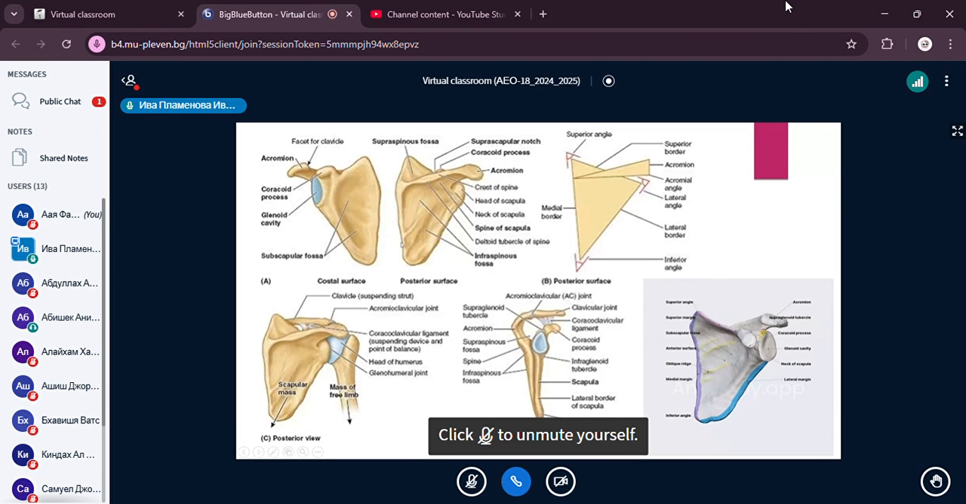From the dorsal view, first we can see the spine, spina scapulae, which divides the dorsal surface into two parts. Above the spine is fossa supraspinata. Below the spine is fossa infraspinata. Laterally, spina scapulae continues like acromion scapulae, and between the acromion and the spine is angulus acromii. Here on the acromion we have an articular facet for the clavicle.